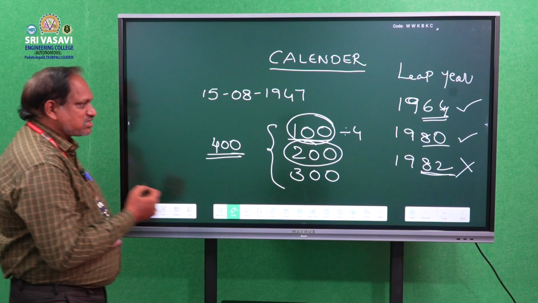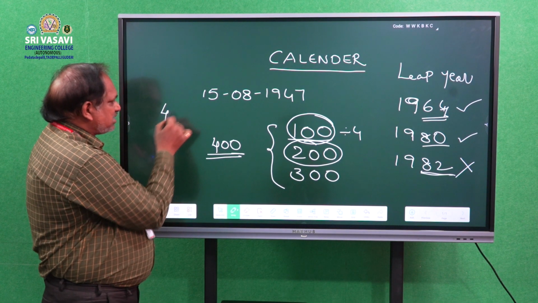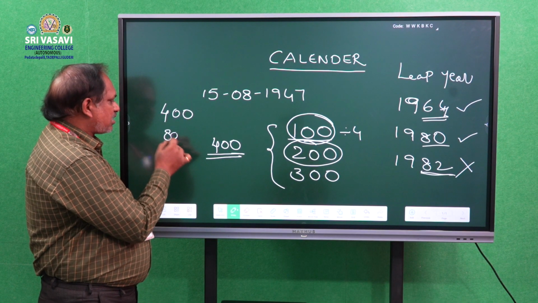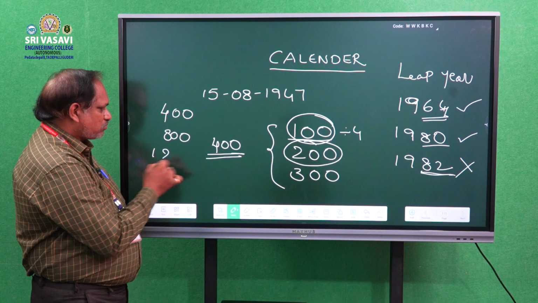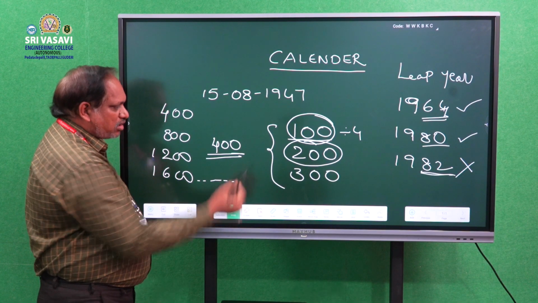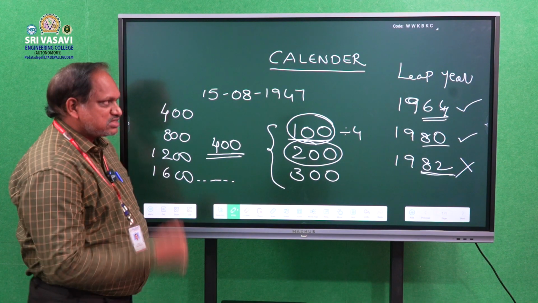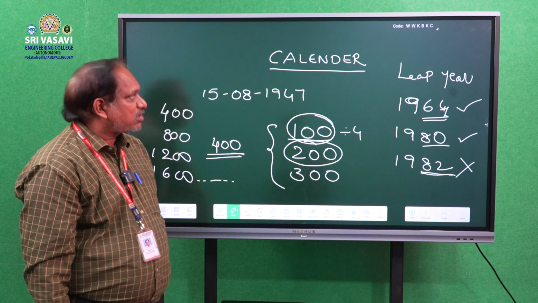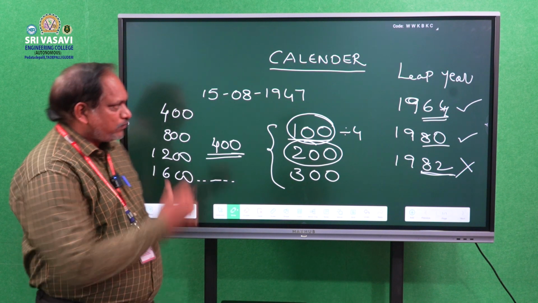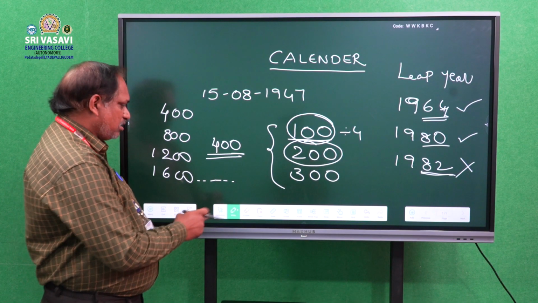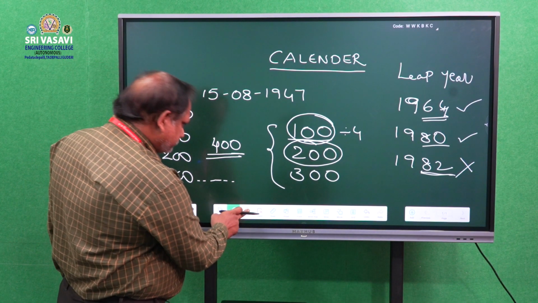What is the first century leap year? The first century leap year is 400, the next is 800, then 1200, 1600, and so on. These are called leap years. This is the first fundamental required in calendar. If you identify the leap year, then the problem is solved. It's very easy.